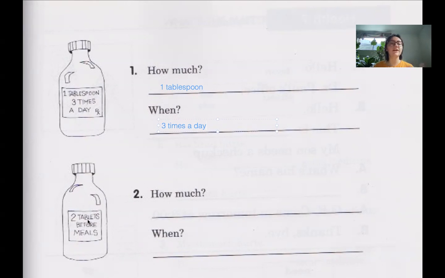Okay, next one, how much? It says 2 tablets before meals. So this one, we would say, well, how much? It says 2 tablets. So it's 2 of the little tablets. The next one is when. So when we say when, it says before meals, right? Before meals. So that means before you eat, meaning, right? Remember before. So before you eat, you take a tablet. So we would say before meals, before breakfast, before lunch, before dinner. Okay.